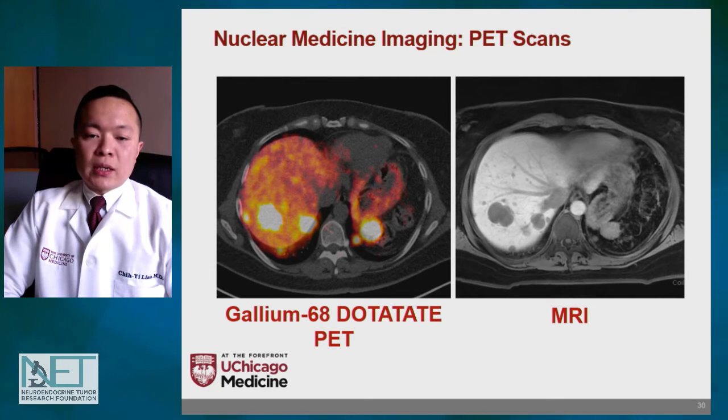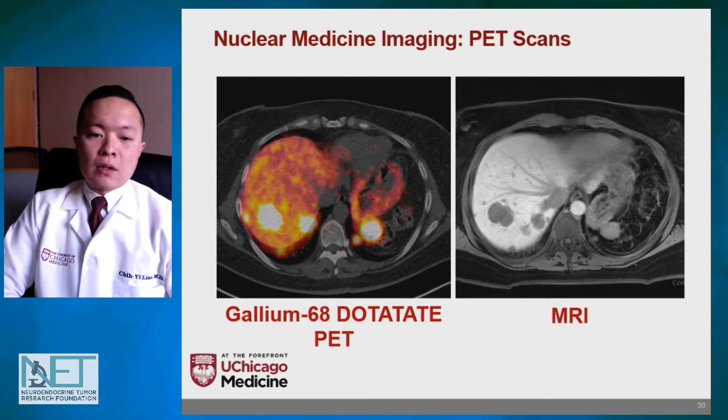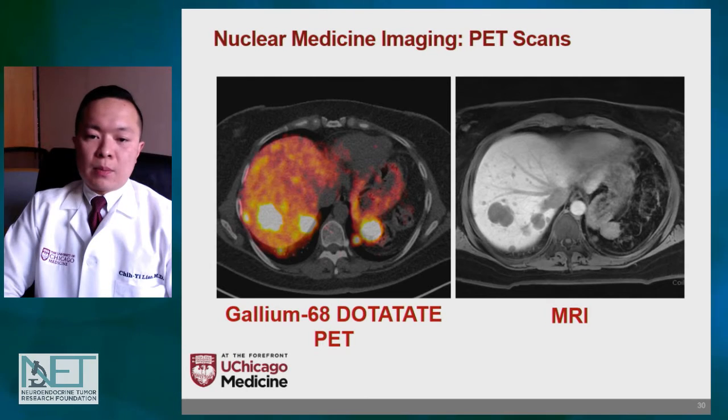And the tracer that these patients get for the PET scan actually binds to these somatostatin receptors to make the tumors light up. So you can see this is the same patient. This is what their gallium dotatate PET scan looks like, and you can see how the liver tumors light up intensely with the gallium dotatate PET scan.